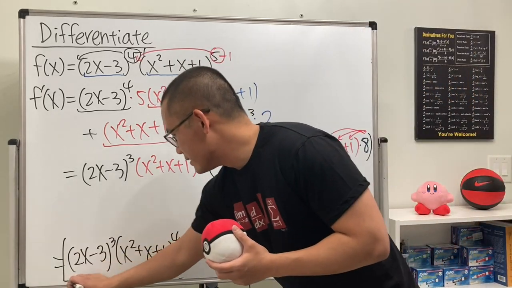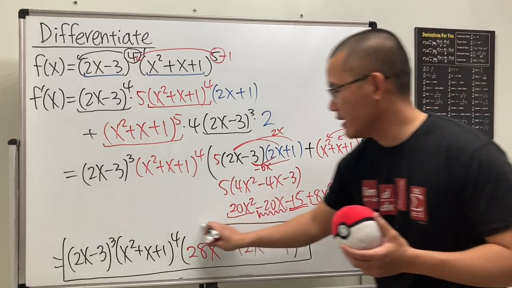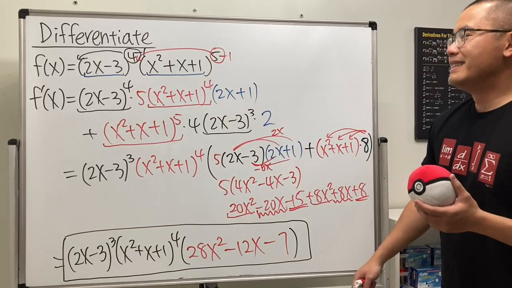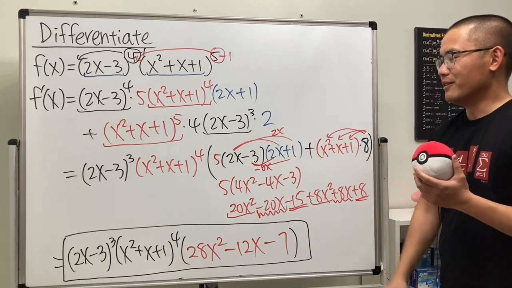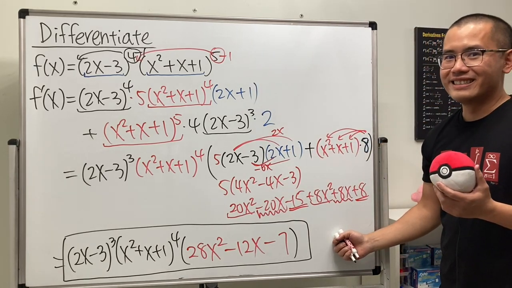So here is the deal. This is the answer. And for this one, just kind of practice how you go from here to here and then do the simplification and end up with the answer like this, yeah?